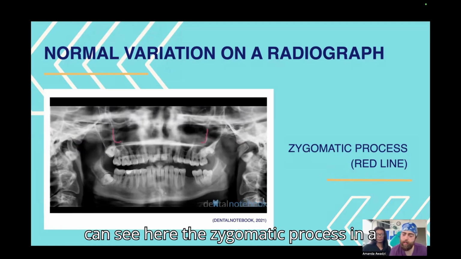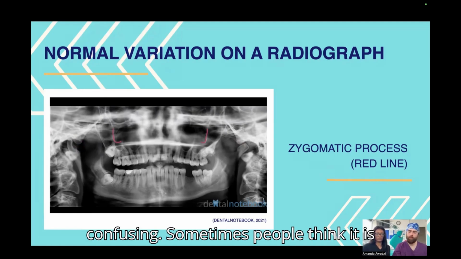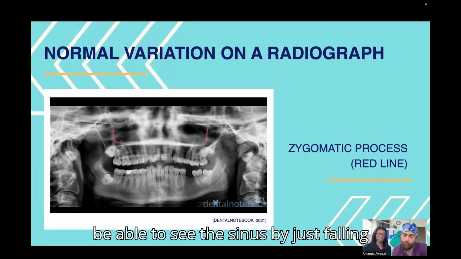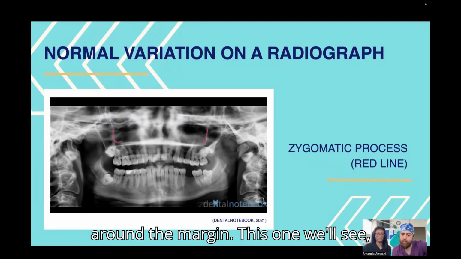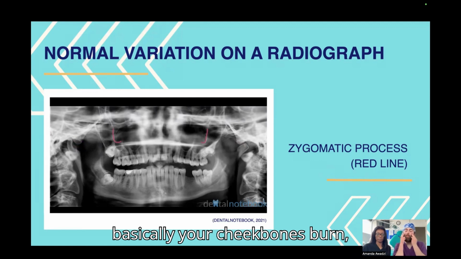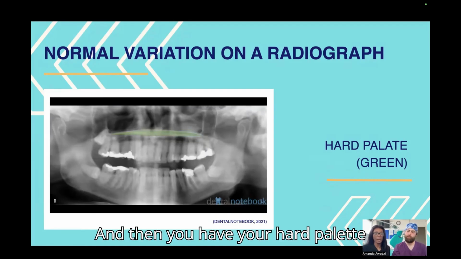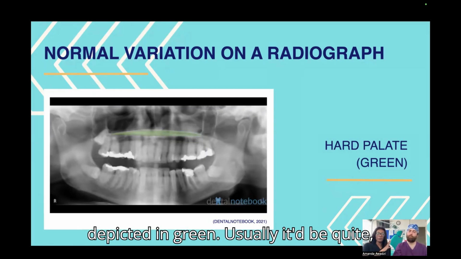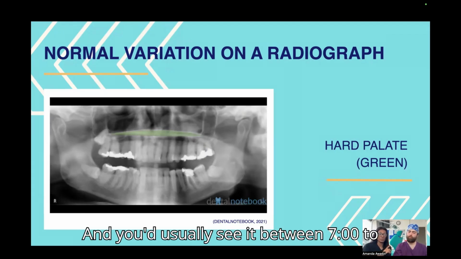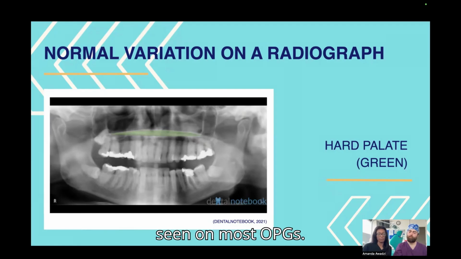And you can see here the zygomatic process in a red line. This one is a bit confusing. Sometimes people think it is linked with the maxillary sinus. You'll be able to see the sinus by just following around the margin. This one is at a more direct angle, as you can see on the label. This is basically your cheekbone that you can feel in your face. And then you have your hard palate depicted in green. Usually it's quite a white thickness, and you'd usually see it in the 7 region. That's the hard palate. Once again, completely normal variation that's seen on most OPGs.